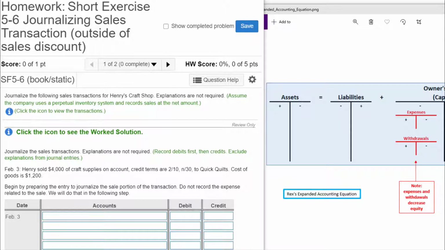Short exercise 5-6. We're going to have a sales transaction on account, and we offer a discount, but this time the customer pays us past the discount period, so they do not actually get to take the discount. So journalize the following sales transactions for Henry's Craft Shop. Explanations are not required. Assume the company uses a perpetual inventory system and records sales at the net amount.